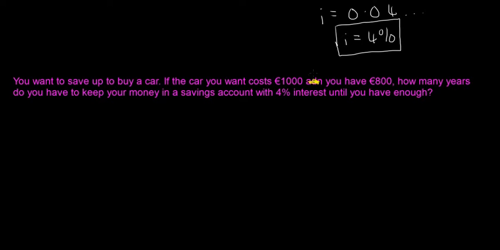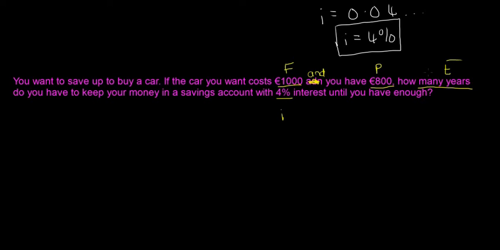Sorry, that says add-in instead of and you have €800. How many years do you have to keep your money in a savings account with 4% interest until you have enough? So we have 1,800, 4% interest, and then how many years? Okay, so this is our future value, this is our present value, this is our t, and this is our I.